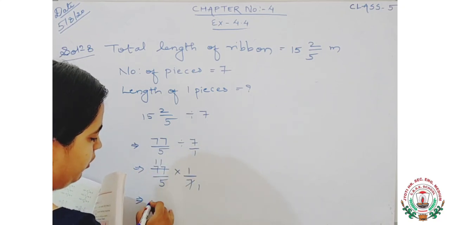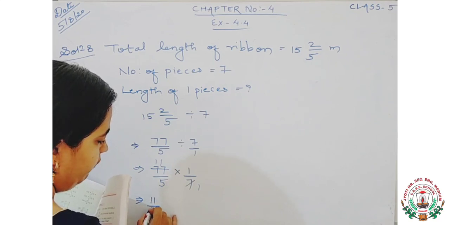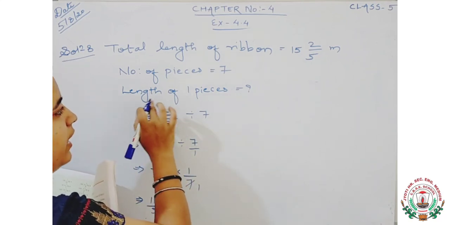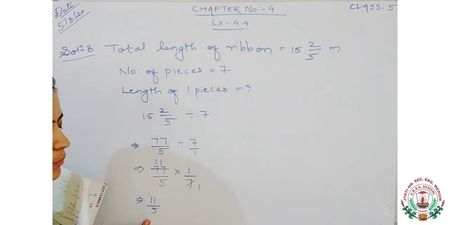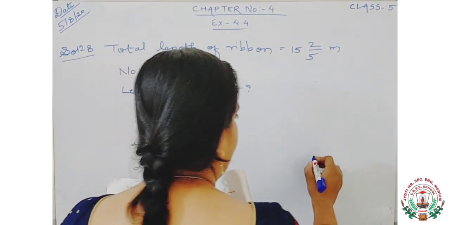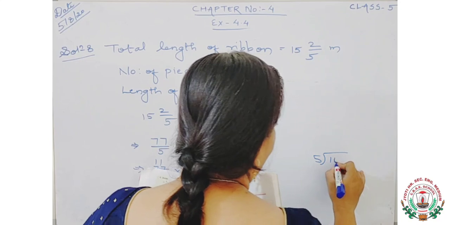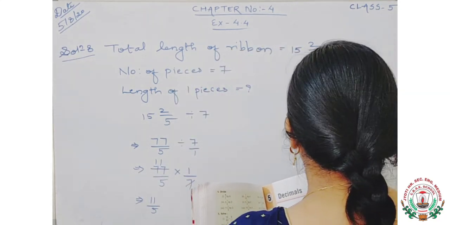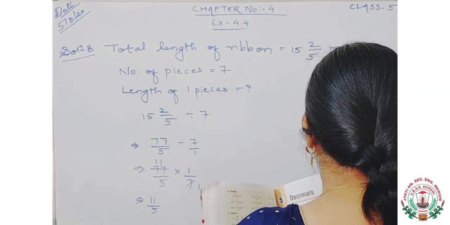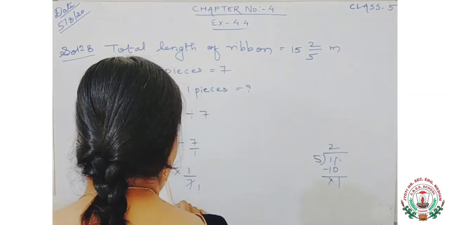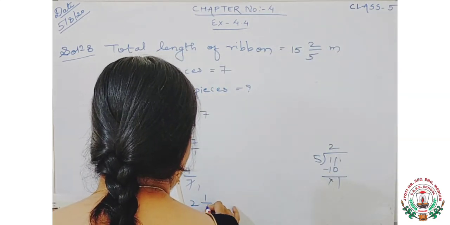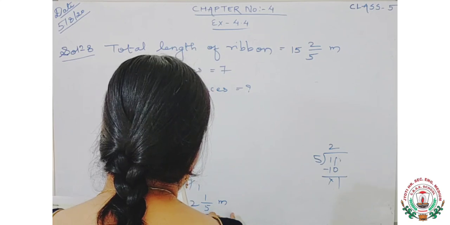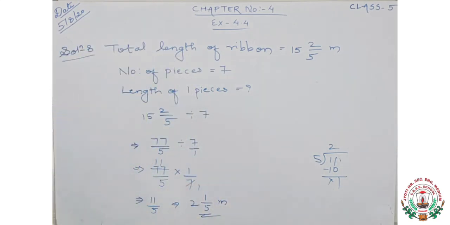So what will be the answer? 11 by 5. But what is the length of one piece? We can't just simply leave it here. We will divide this and solve. Okay. 11, 5 2s are 10. So what will be the answer? Answer is equal to 2 1 upon 5 meter. So the equal length of one piece is 2 1 upon 5 meter.